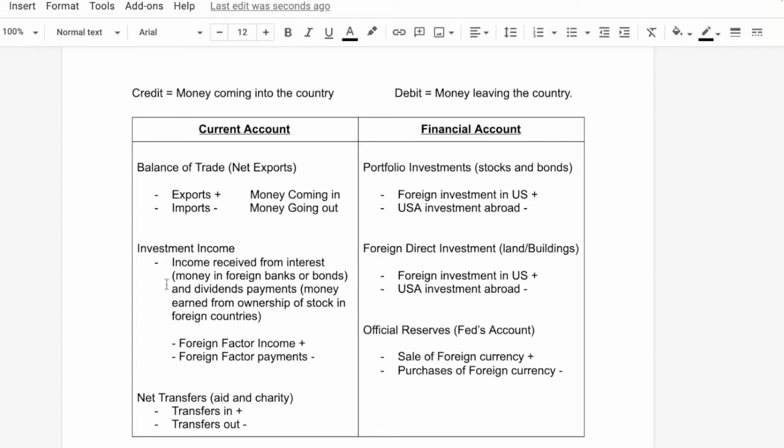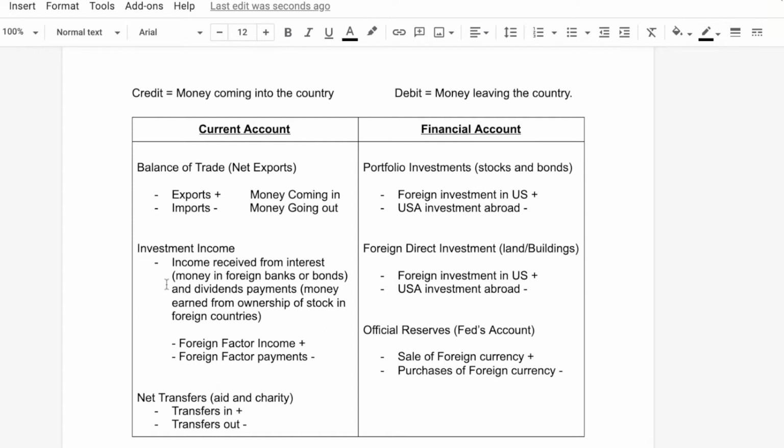Next, we have investment income. This is going to be money that you earn from investments that you've made previously in other countries. So this could be income that's received from interest, aka the money that you have in foreign banks or in bonds that you own for companies from other countries. So any interest payments you get from outside of the country would be a credit, money coming in. That's foreign factor income, money coming into the country. And then if interest payments are being made by either our banks or by companies that are paying back people that own their bonds, then that's going to be foreign factor payment, money leaving the country.